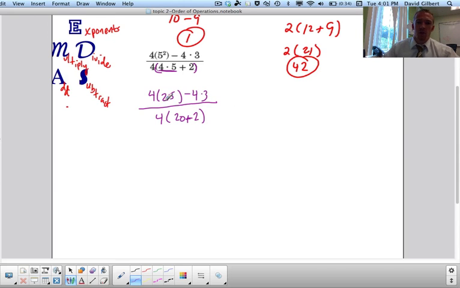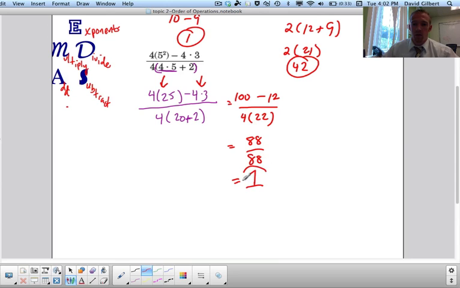Alright, now on the top I'm going to multiply, because I have to multiply before I add. 4 times 25 is 100. 4 times 3 is 12, and those are still being subtracted. And then work in the parentheses here, so 4 times 22, because 20 plus 2 is 22. Now I simplify the top. That gives me 88. 4 times 22 on the bottom gives me 88, and that simplifies to a 1.